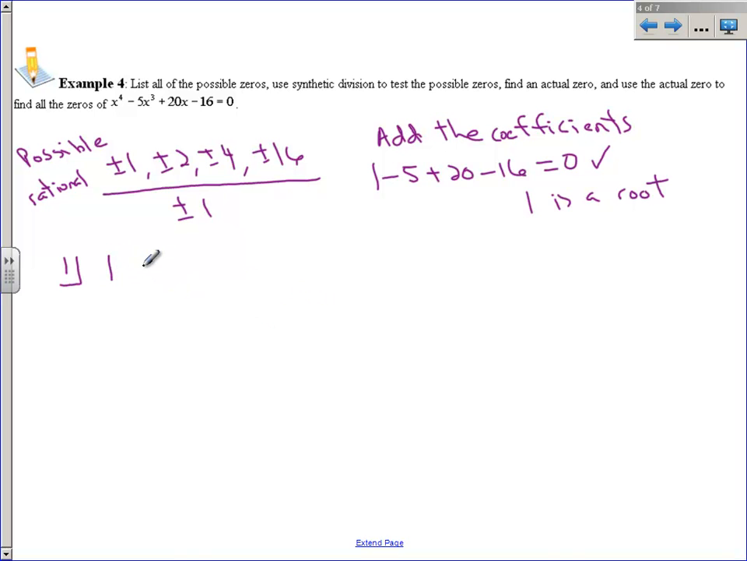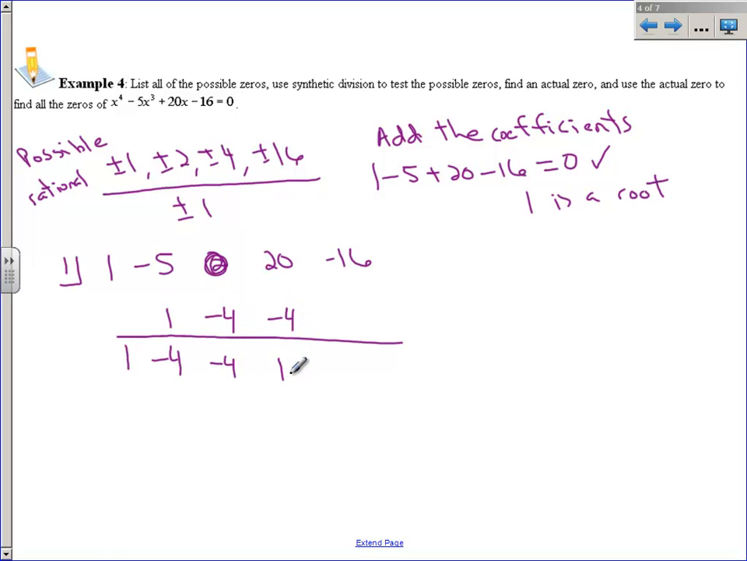So let's do our synthetic division. 1x to the fourth, negative 5x cubed. We need a 0 for our x squared. Notice this did not go in order, so we've got to put a 0 here. And then a 20 for our x, and then a negative 16. Alright, so we'll drop our 1 down, multiply, add. Multiply, add. Multiply, add. Multiply, add.